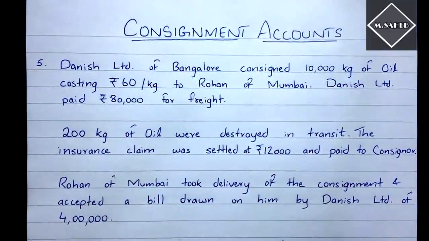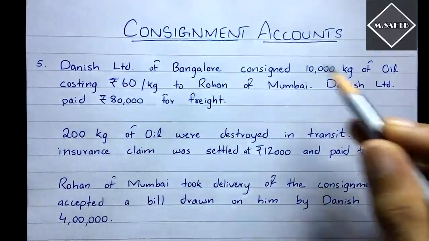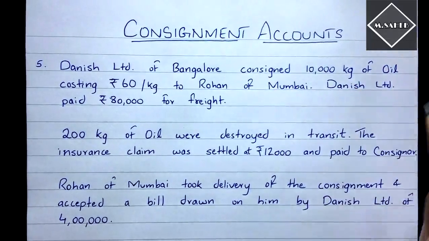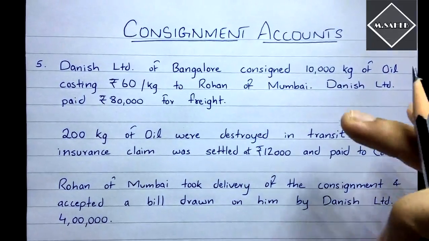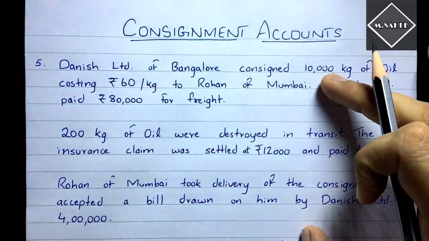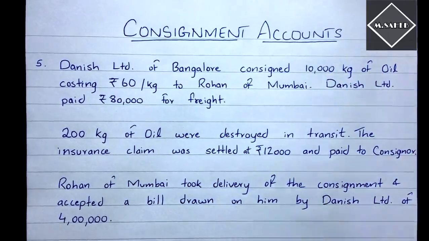Hi everyone, this is the 8th video of Consignment Accounts, and in this video we are going to solve this problem which has abnormal loss in it as well as normal loss. Now I will show you how to solve a consignment problem when abnormal loss as well as normal loss is given together. First let's see the question and analyze it.